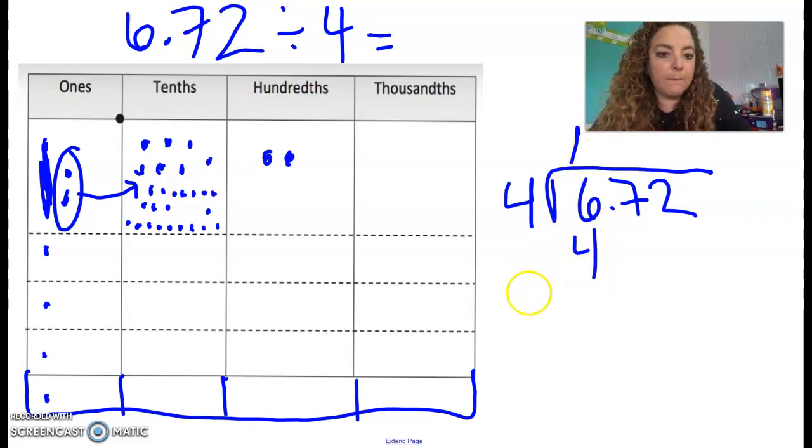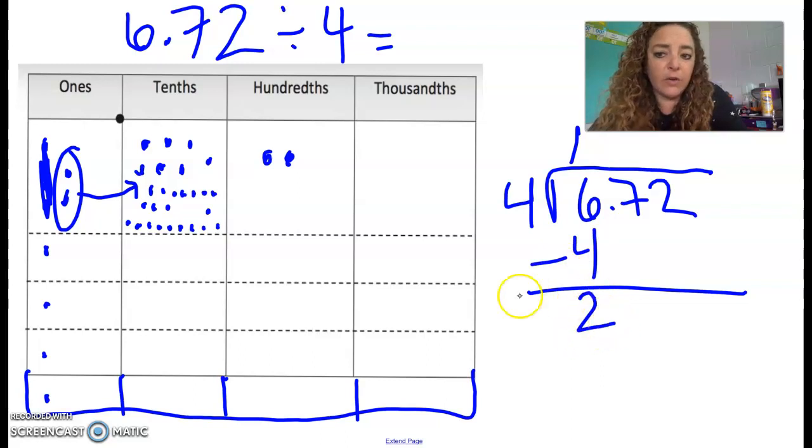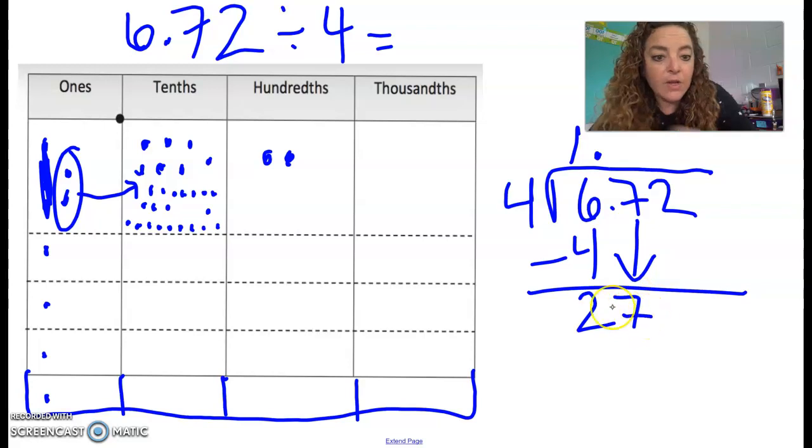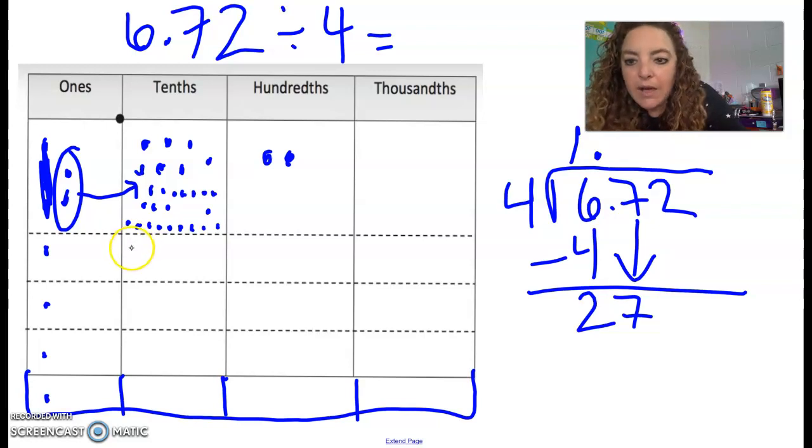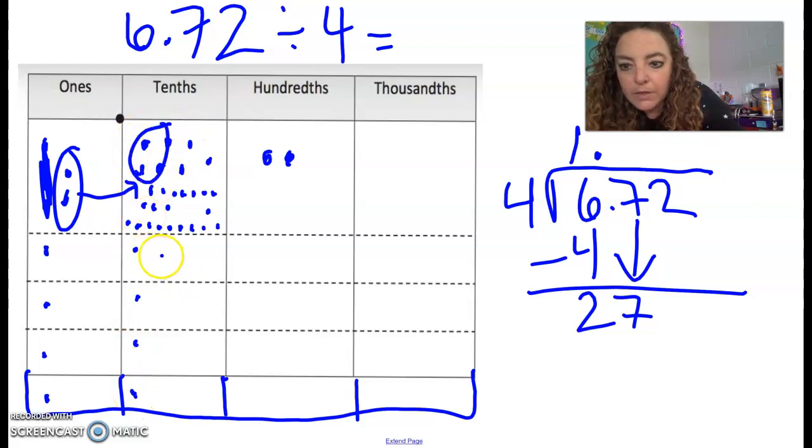I have a 4. I'm going to subtract. I get 2 dots left over. Oh, look at that. There were 2 left over here. I'm going to bring up my decimal always to keep that place value accurate, and I'm going to bring down my 7. Okay, now I've got 27 dots over here and 27 over here. So I'm going to distribute those dots out, and I'm just going to start going in groups of 4. So that was this group of 4. 1, 2, 3, 4. There's 3 here.